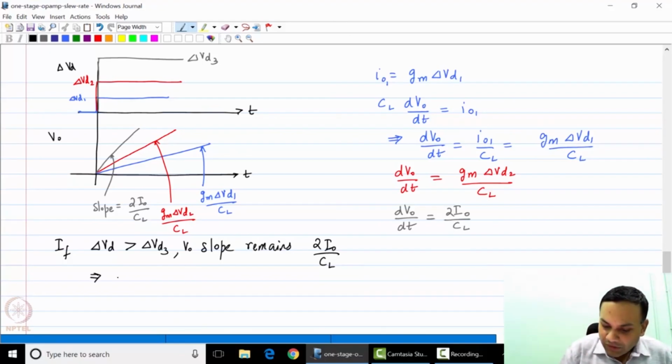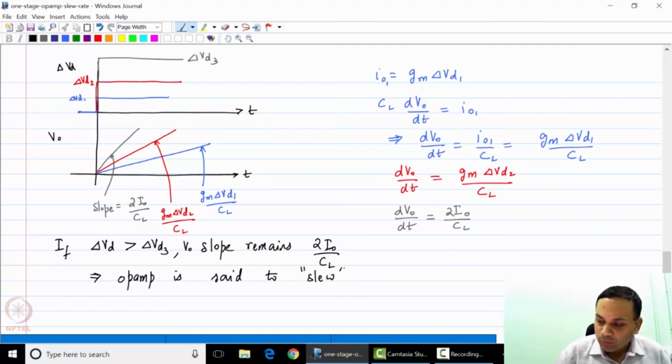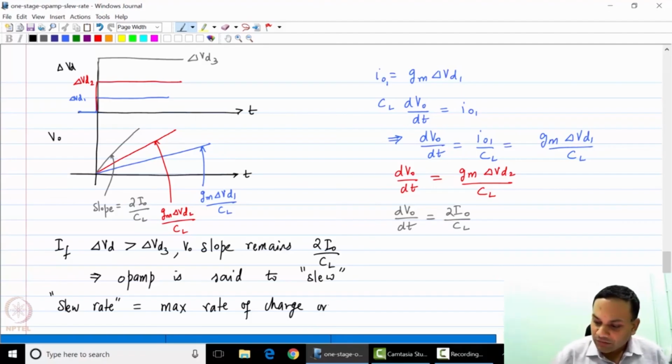In such a case, the op-amp is said to slew, and the maximum rate at which the op-amp can charge or discharge a load capacitance is called the slew rate. So the slew rate is the maximum rate of charge or discharge of the load capacitance.